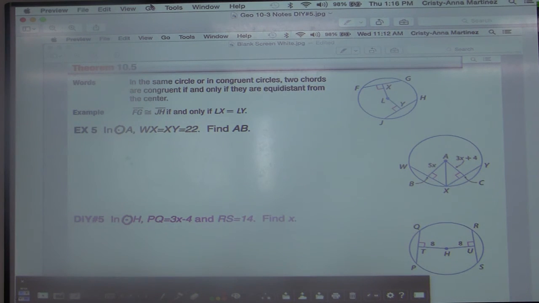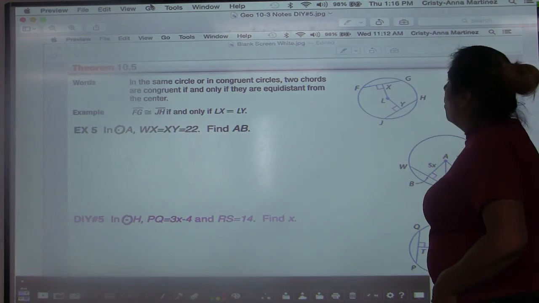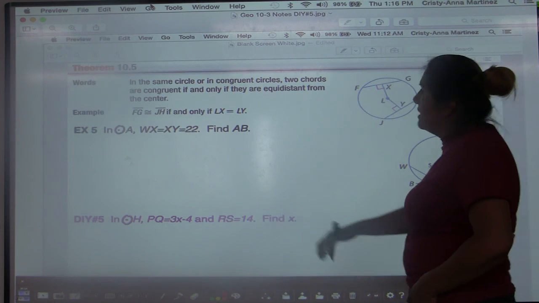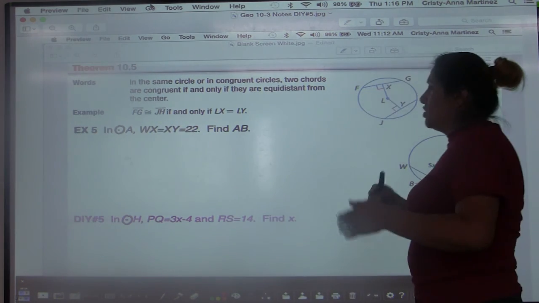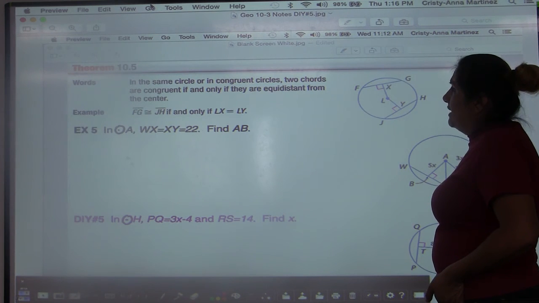But here we have our final theorem. And again, we have a diagram to kind of help us illustrate the theorem. It says in the same circle, or if you have congruent circles, two chords are congruent. And here's that phrase again, if and only if. That means you can go both directions. If and only if they are equidistant from the center.